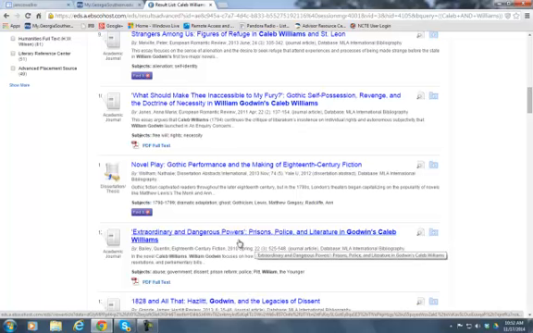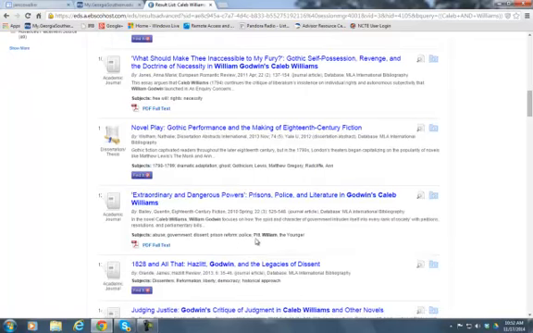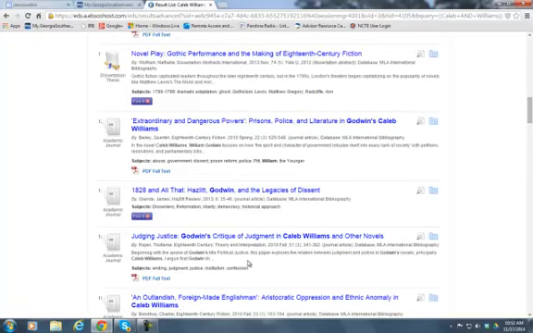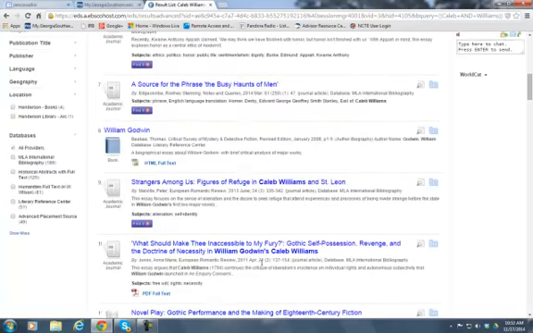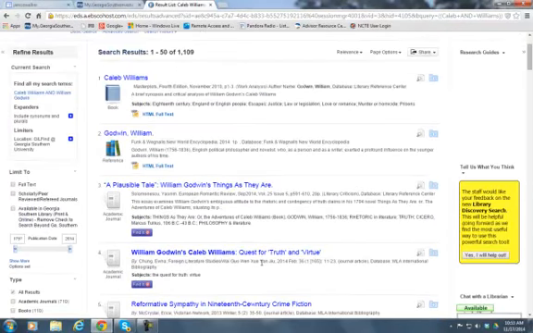And if you look into prisons and police, usually you'll find the darker aspects of what that contains. It's got Judging Justice, Godwin's critique on judgment, and Caleb Williams and other novels. And then I'll usually sit down and take physical notes on all of that.